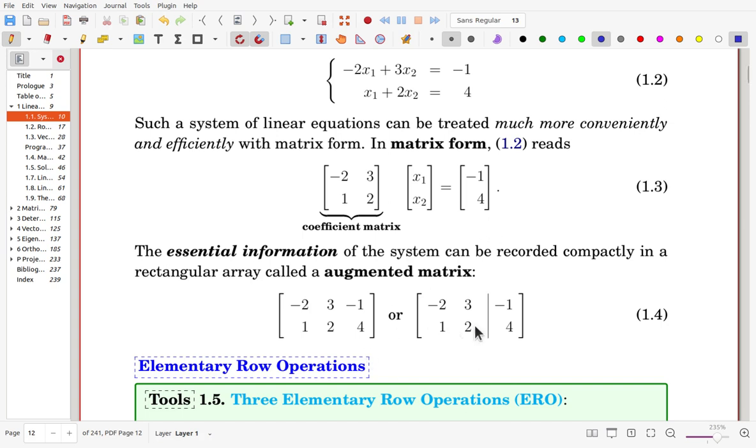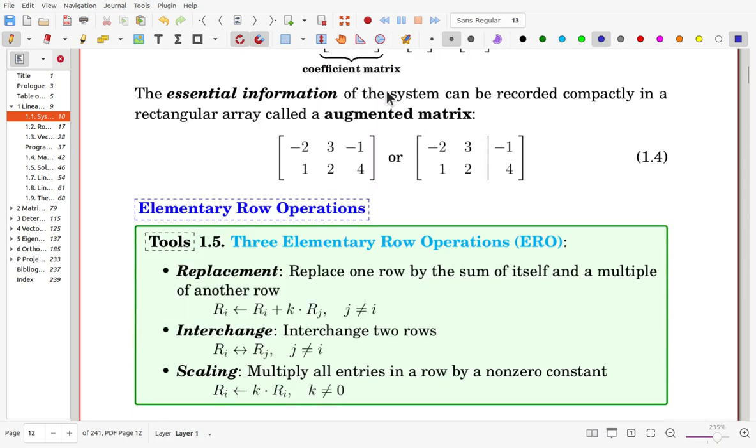Sometimes we put a vertical bar here to indicate that this is from the coefficient matrix and that is from the right side. But sometimes we ignore this vertical line. So this will include the essential information of the given linear system.